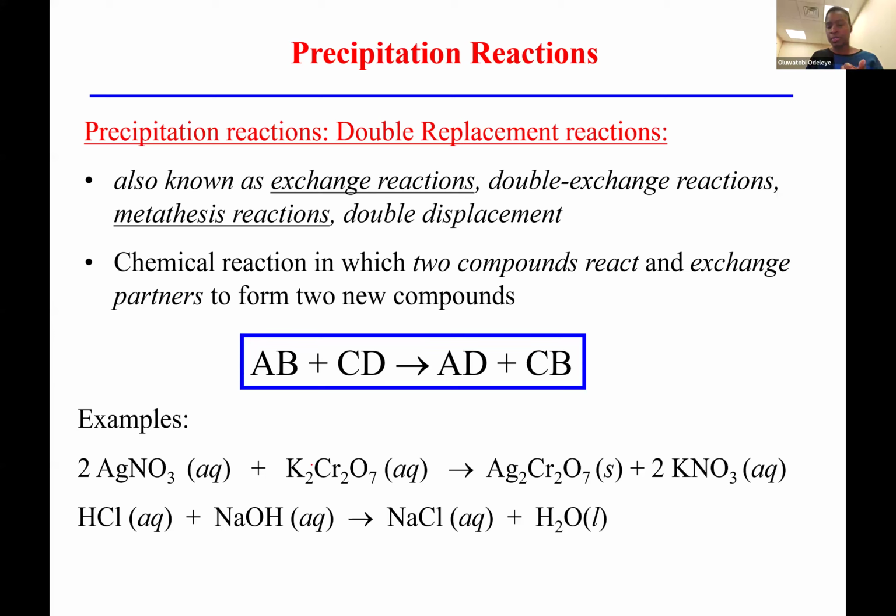So double displacement, double replacement, exchange reactions, metathesis reactions, these are all the same thing. Essentially, we're switching partners, okay? So A B plus C D, A goes with D and B goes with C to form a new product. And typically, in order for it to be a precipitation reaction, a solid must form, okay?